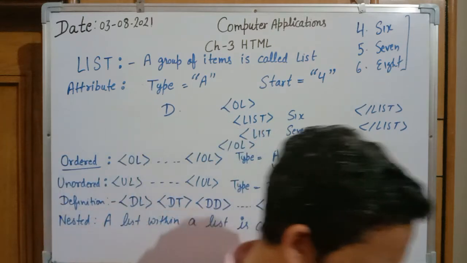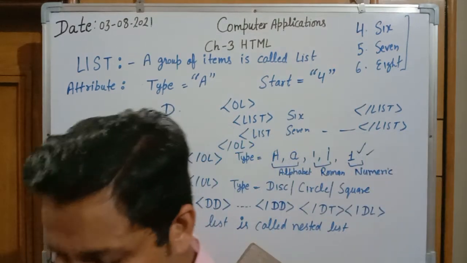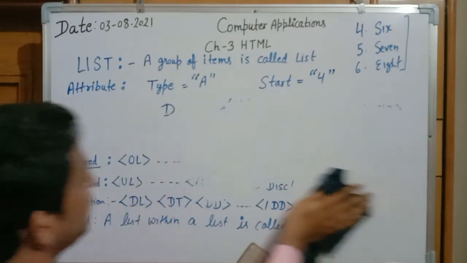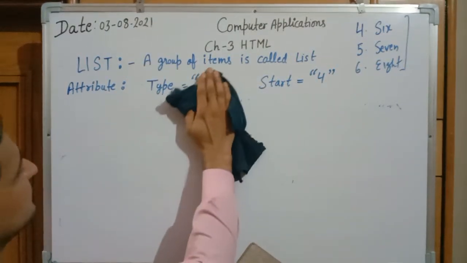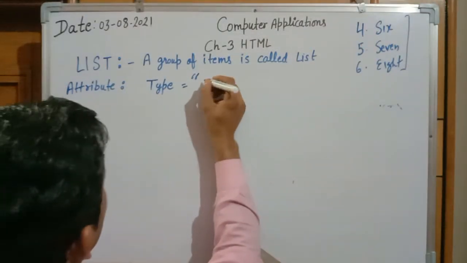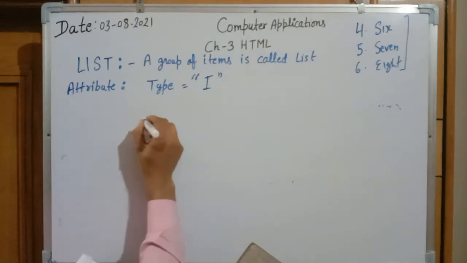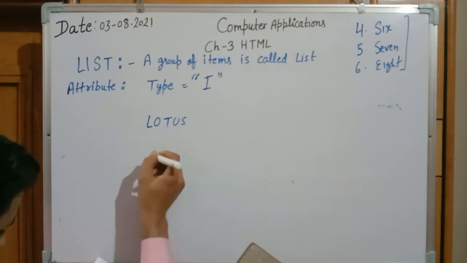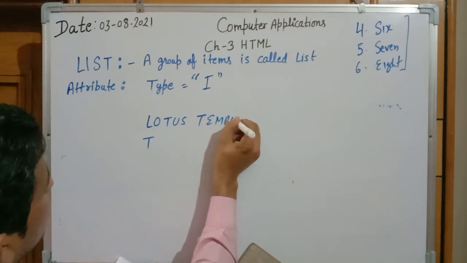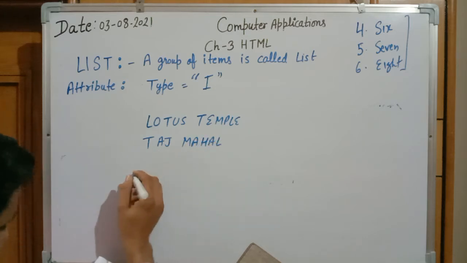Next is example number 13. Again see the output. OL type they have given, it is of caps Roman type. See on page number 107, the example is given. What is given in the example? Which type have they given? Type is caps Roman. They have written type is equal to this. And afterwards what have they given? List items are Lotus Temple, second item is Taj Mahal, and third item that is India Gate.